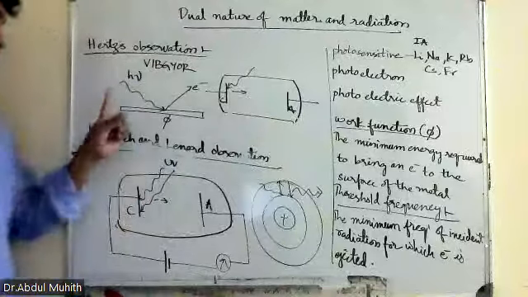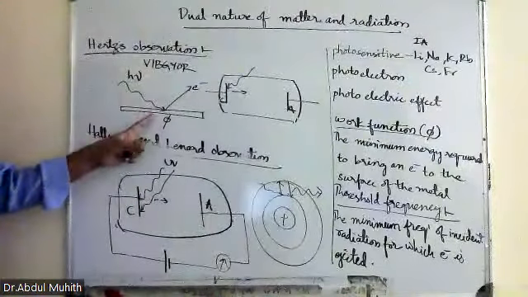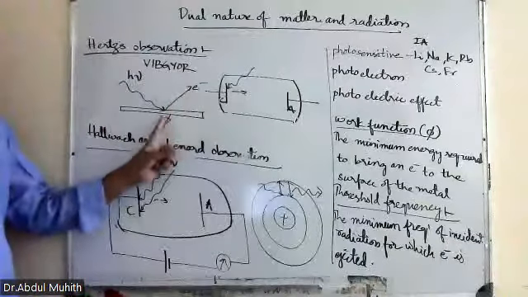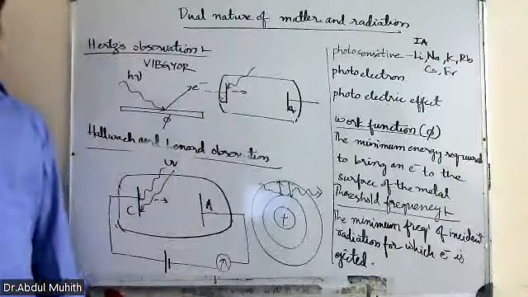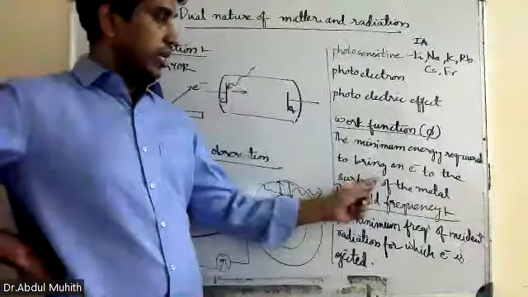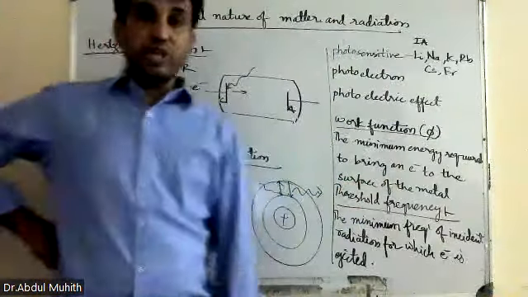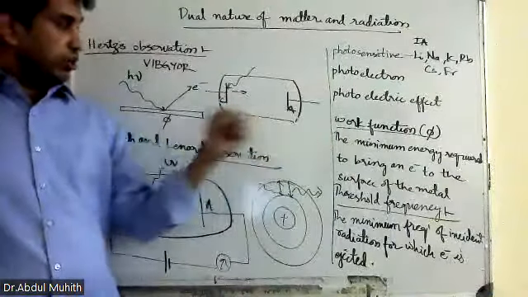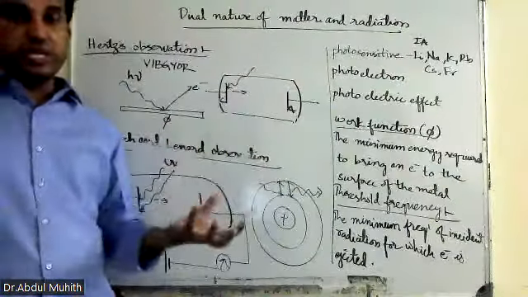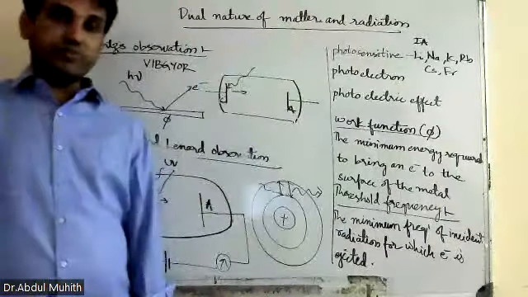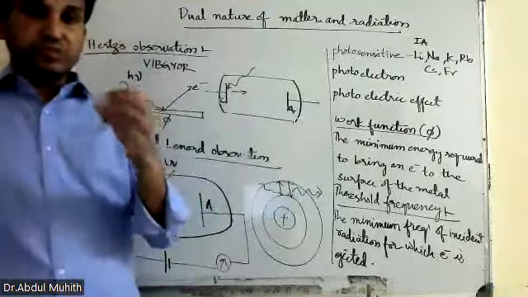When light is incident on the surface, then an electron is ejected out. So here h nu, and this is the electron, and this is phi. What is phi? Phi is the work function. What is work function? The minimum energy required to bring an electron to the surface of the metal. So the electron is somewhere inside, and when you give energy to the surface, then the electron will come to the surface. That energy is known as work function.